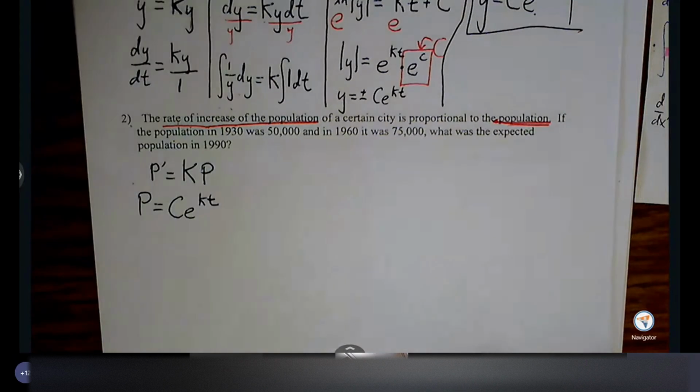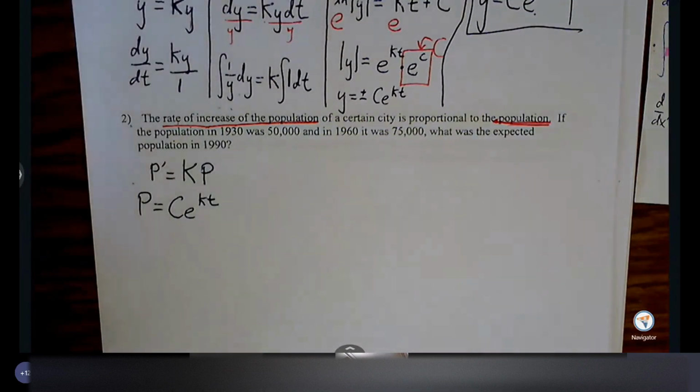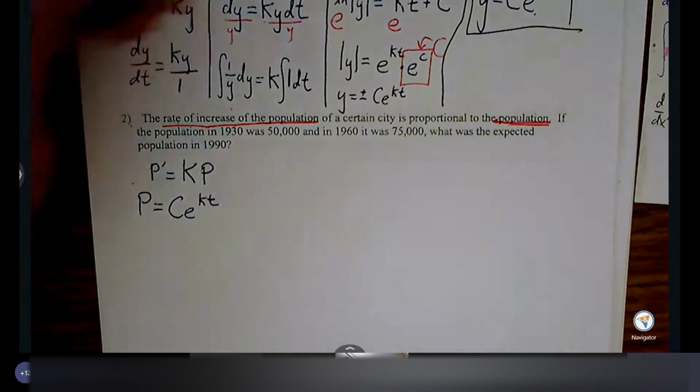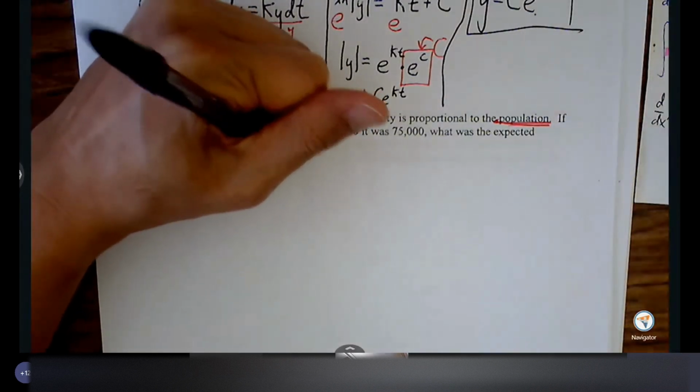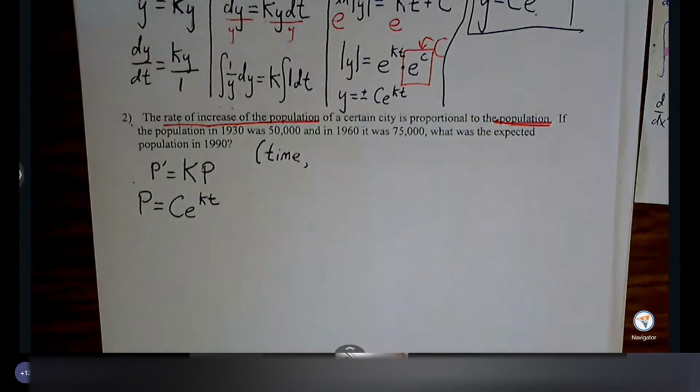Ordered pairs are a nice way for me to organize information and keep track of what I've used and what I've done. So time is always going to be the independent variable. Think of time t as your x. So my ordered pair is always going to start off with time. And whatever the other information is, that's my y value. In this case, population.